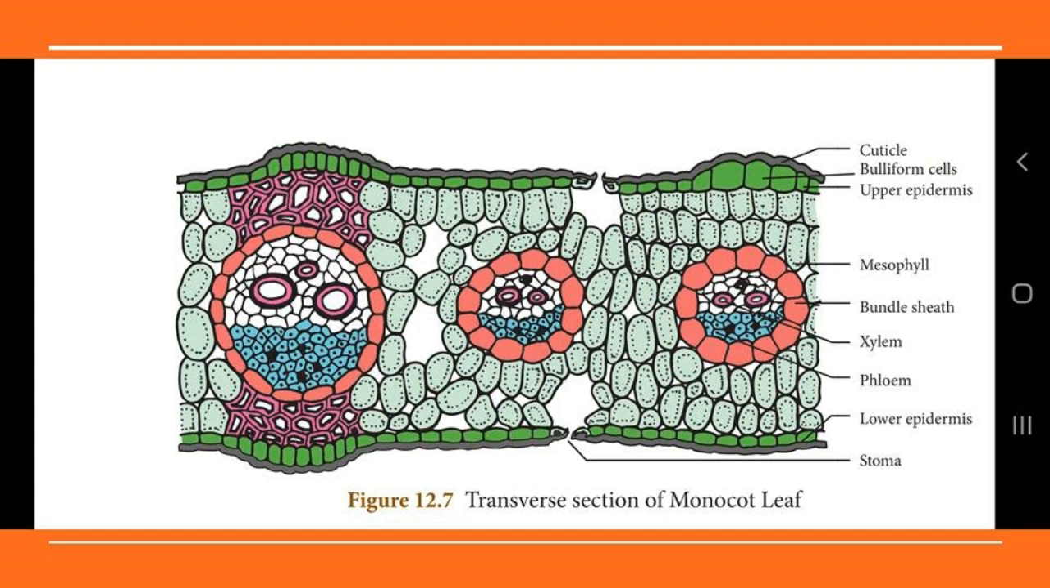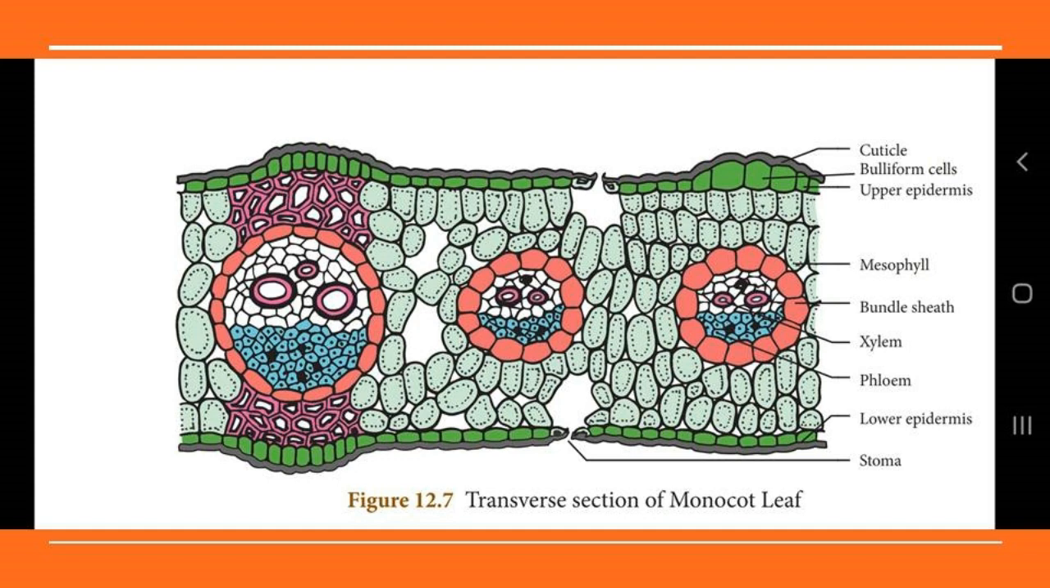Mesophyll. You can see the mesophyll in the picture. It is a ground tissue present between the epidermal layers. Mesophyll is not differentiated into palisade and spongy parenchyma. These cells are irregularly arranged and contain chloroplasts.